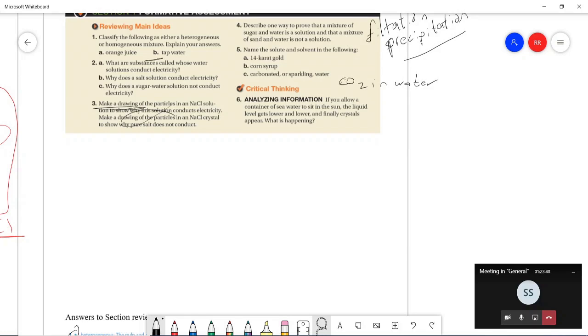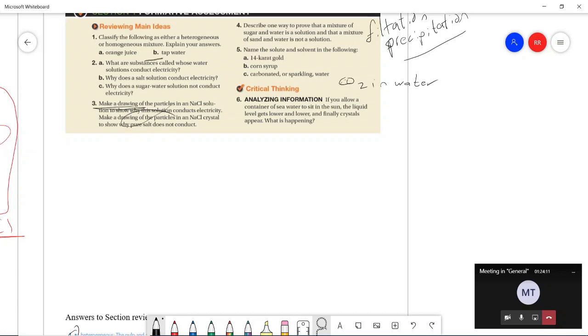Question 6. We have a couple of minutes. We'll wrap up question 6 and we are done for today. If you allow a container of seawater to sit in the sun, the liquid level gets lower and lower and finally crystals appear. What is happening? So seawater contains what? Salt. Yes, seawater is salty.